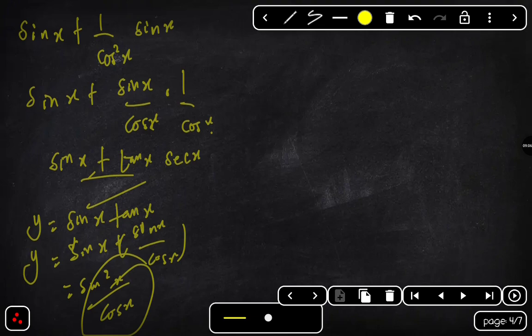All right, so I'm going to teach you how to use the quotient rule to differentiate some functions.